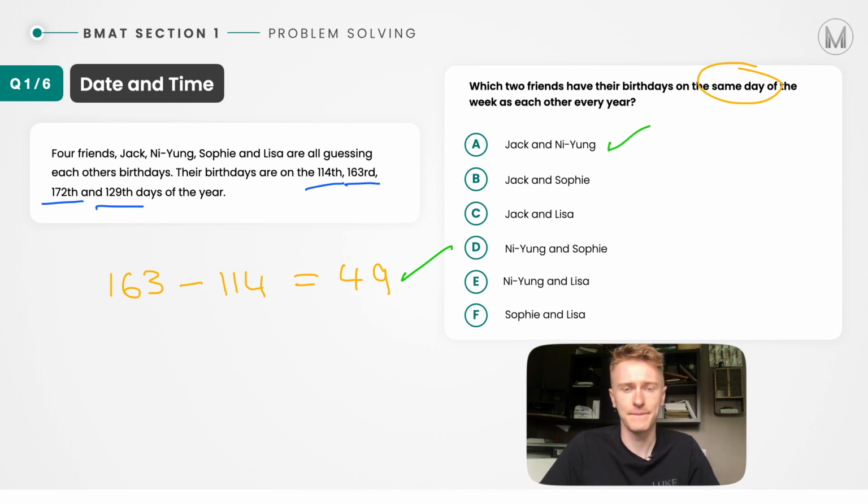And we can give that a little tick there. Now, if we were unsure, we could go on and we could answer the question for the other friends. So for example, we could pick Jack and Sophie, Jack and Lisa, before then moving on to Ni Young and Sophie, Ni Young and Lisa, before finally doing Sophie and Lisa. And it's important that you get into the habit of looking at the question in a systematic way like that, so you never miss out any potential possibilities.